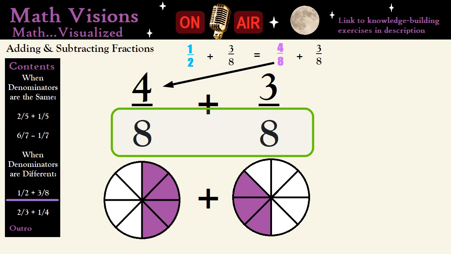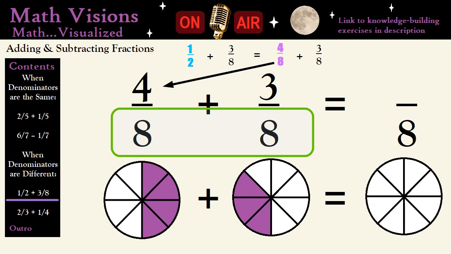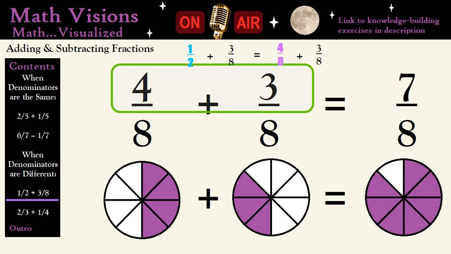Since the denominators are now the same, this will also be the denominator in our answer. We add the numerators as normal and arrive at 7. We write this over the denominator in our answer. Therefore, 1/2 plus 3/8 reconfigured as 4/8 plus 3/8 equals 7/8.